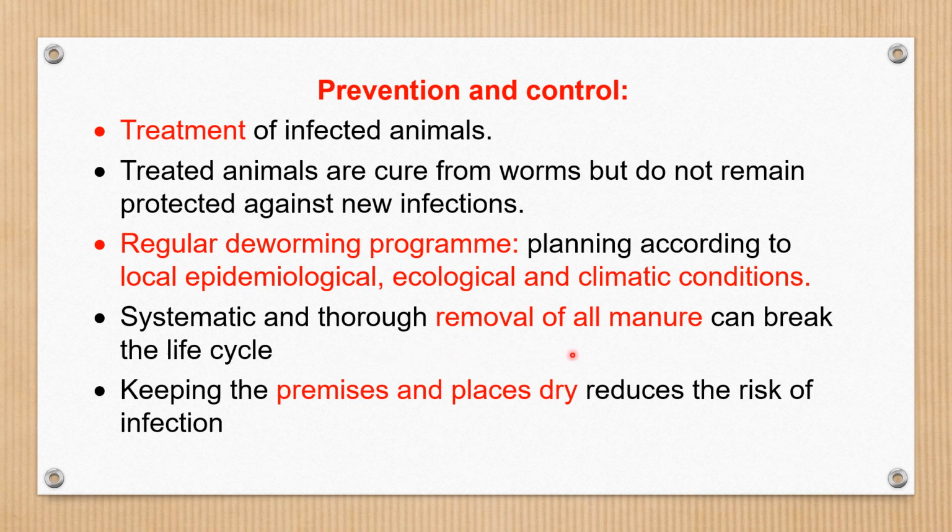Systematic and thorough removal of all manure, proper disposal of manure regularly, can break the life cycle of the parasite and reduces the chances of infection. This is also a good thing. Keeping the premises and places dry also can kill the larvae and also reduces the risk of infection.